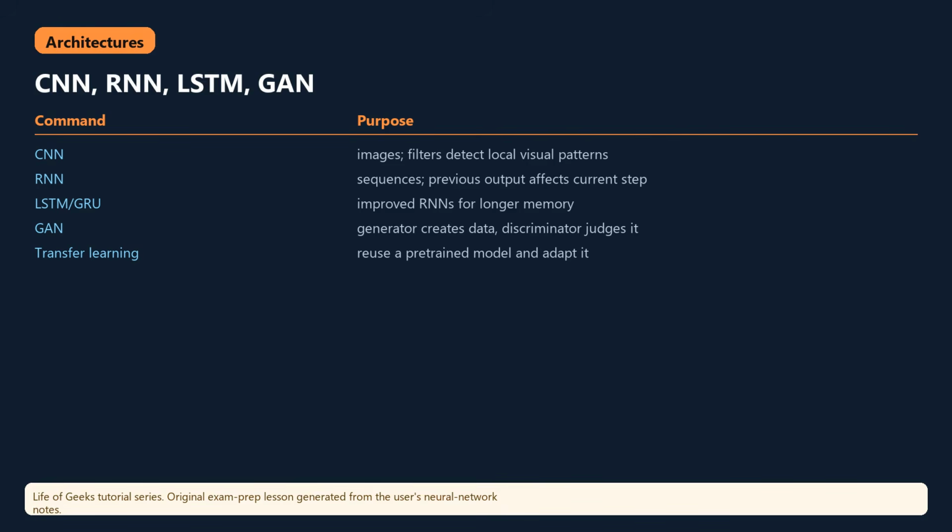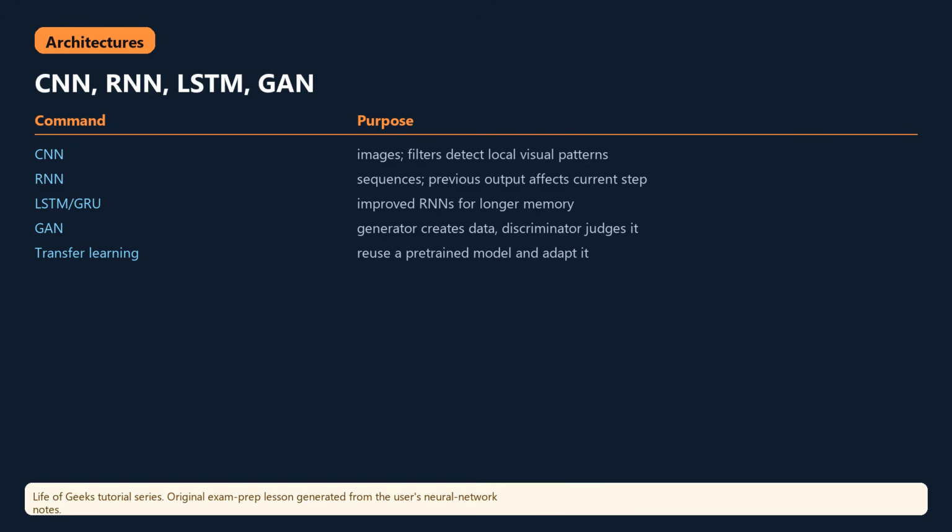Finally, know the major architecture names. A CNN, or convolutional neural network, is used mainly for images. It uses filters that slide over an image and detect local patterns such as edges, corners, and textures. An RNN, or recurrent neural network, is used for sequences because information from previous steps influences later steps. LSTM and GRU are improved recurrent architectures designed to remember information for longer.